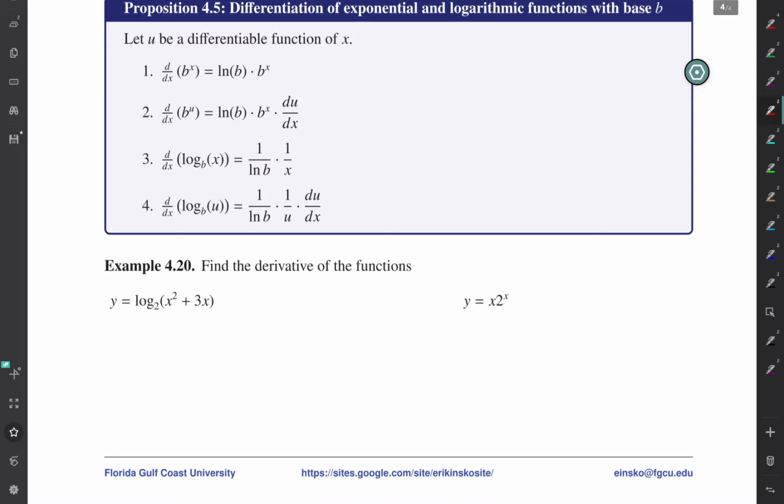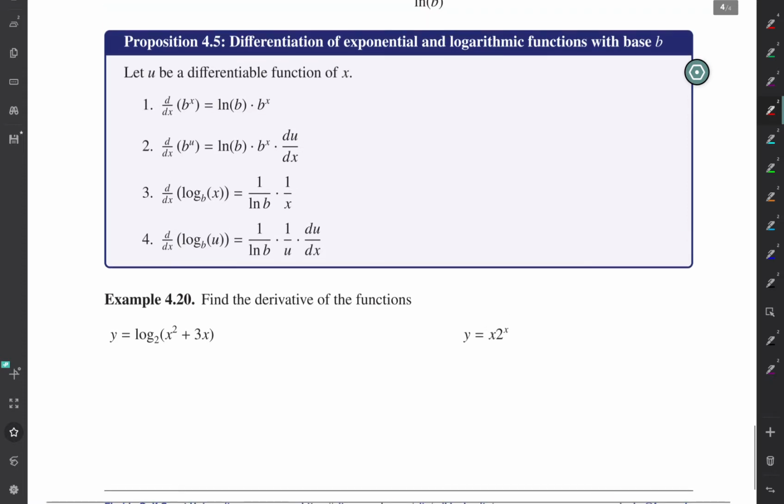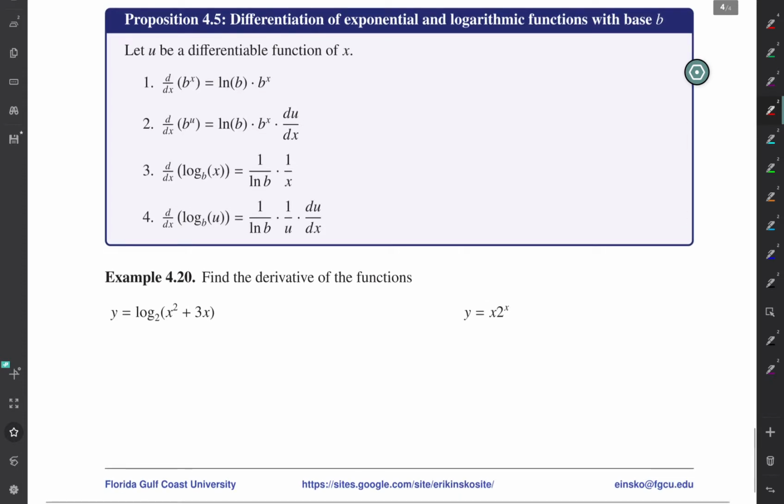All right, for our last example for today, we're going to look at proposition 4.5 that tells us how to take derivatives of exponential functions with different bases. So if you have the derivative of b to the x, it's a very simple rule. It's just b to the x times the natural log of b. It kind of generalizes the rule for e to the x. The derivative of e to the x is e to the x times natural log of e to the 1.